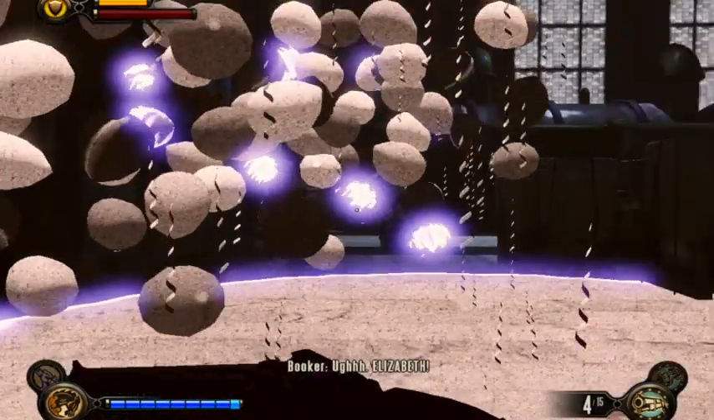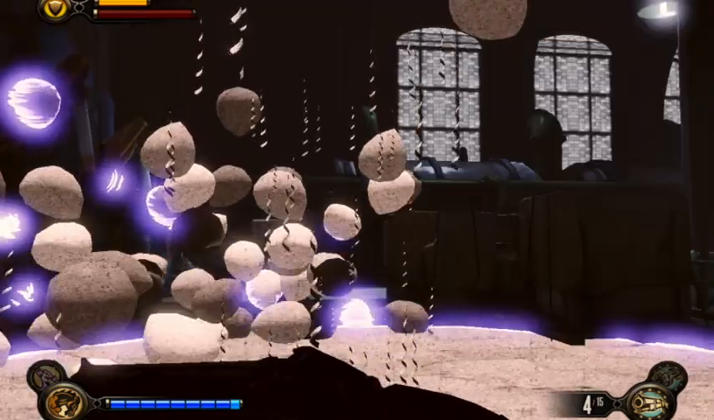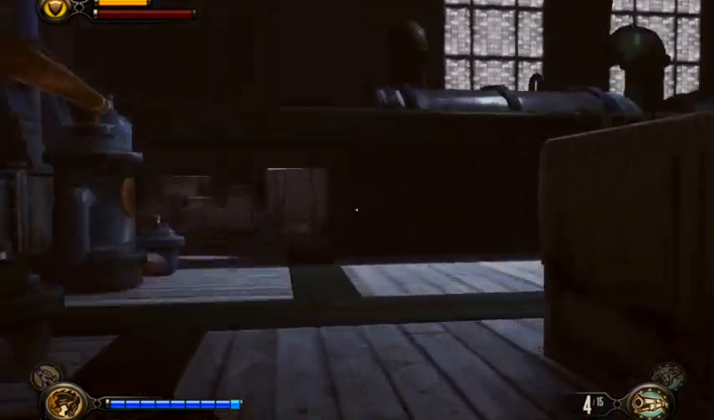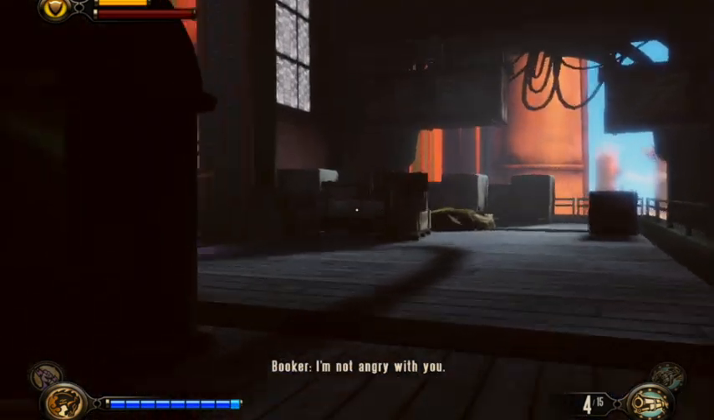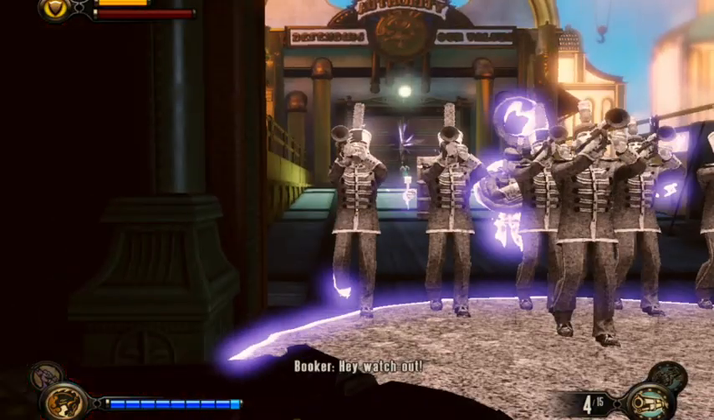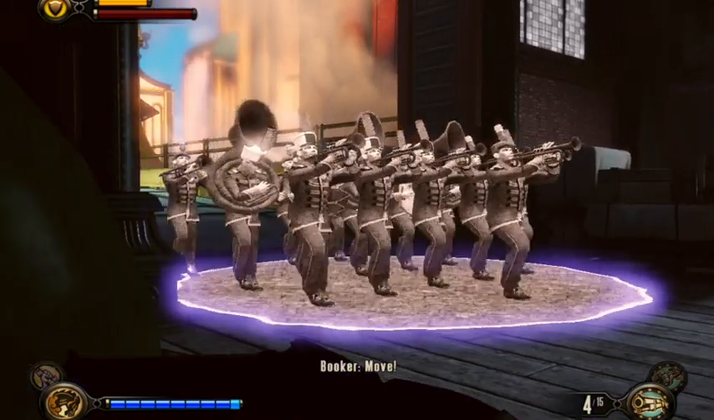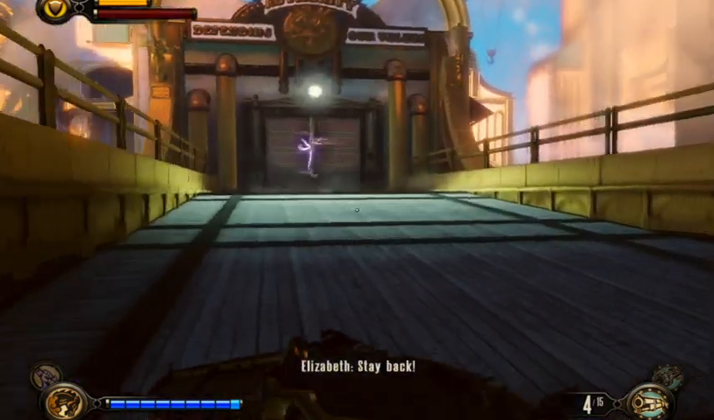Elizabeth has the ability to open rifts in space called tears, and it makes for an interesting game mechanic because she can use that to bring in supplies for you, such as ammo, health, and salts. It can also be used strategically because she can bring in weapons and stuff.